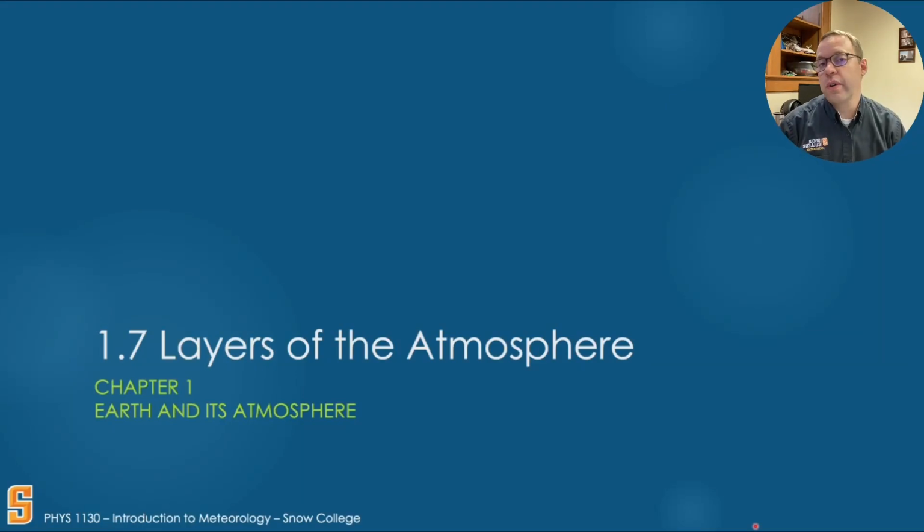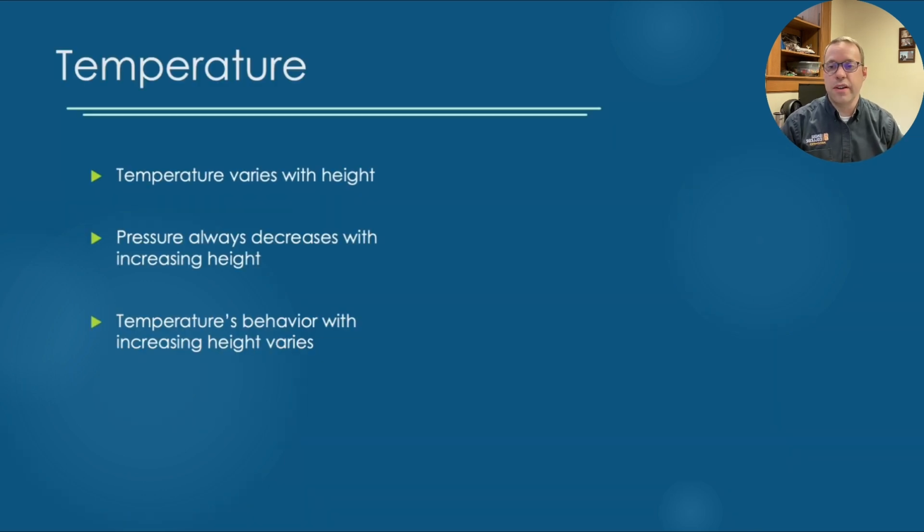In this video, we're going to look at the different layers of the atmosphere. In the previous videos, we looked at how density and pressure change through the atmosphere. In this video, we're going to focus more on temperature. Because of the ways that temperature changes in the atmosphere, this is going to separate the atmosphere into four main regions. And these are the layers of the atmosphere.